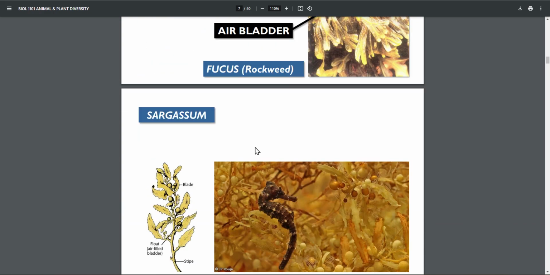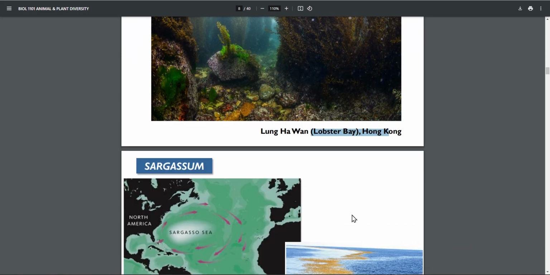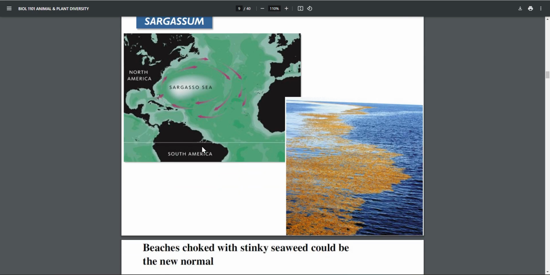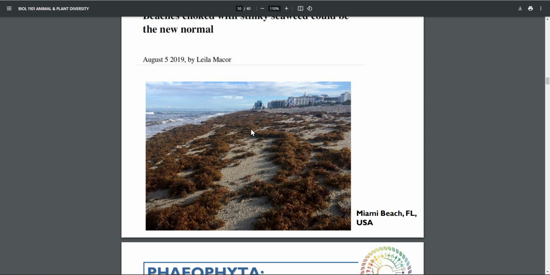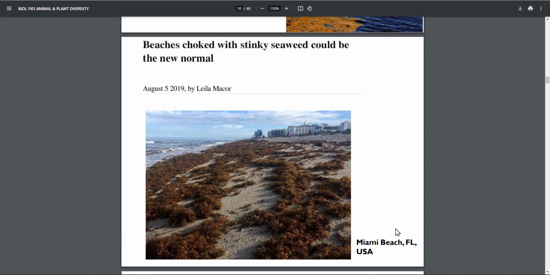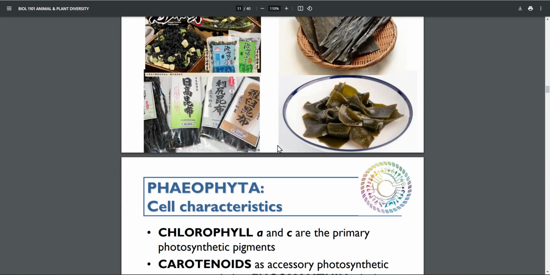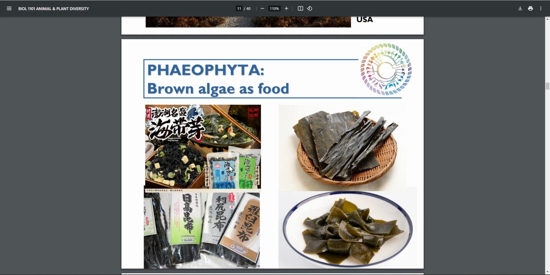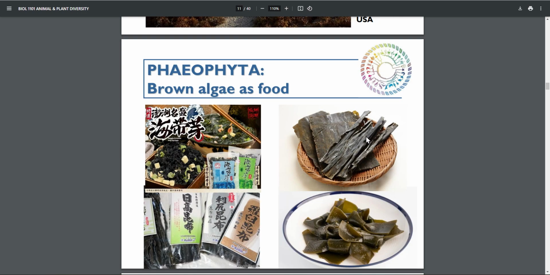Sargassum, one genus, can be seen here. This is actually Hong Kong, 清水湾. And then Sargassum we have in the Atlantic Ocean. And then this is a massive pile of seaweed on the beach in Miami, Florida. Yeah, it's not the best. But brown algae can be used as food as well. So I'm sure you know what hoi dai or kombu is. I'm not sure if it's a genus, but basically it's brown algae used as food.